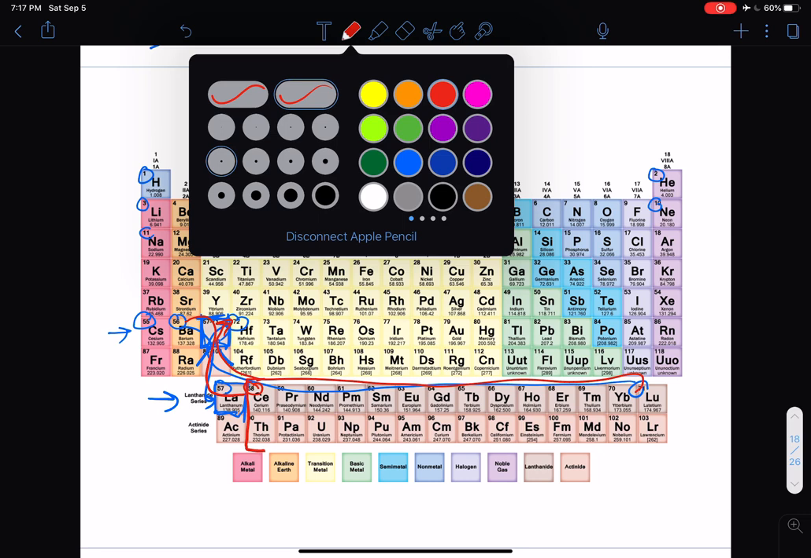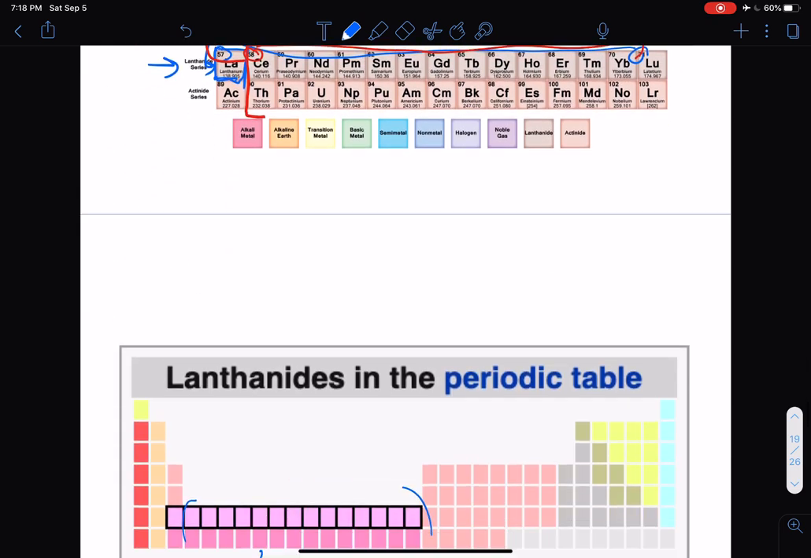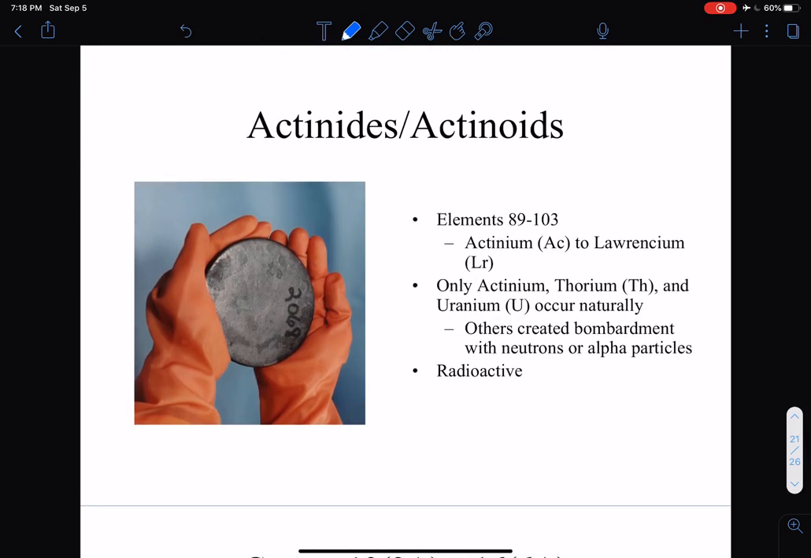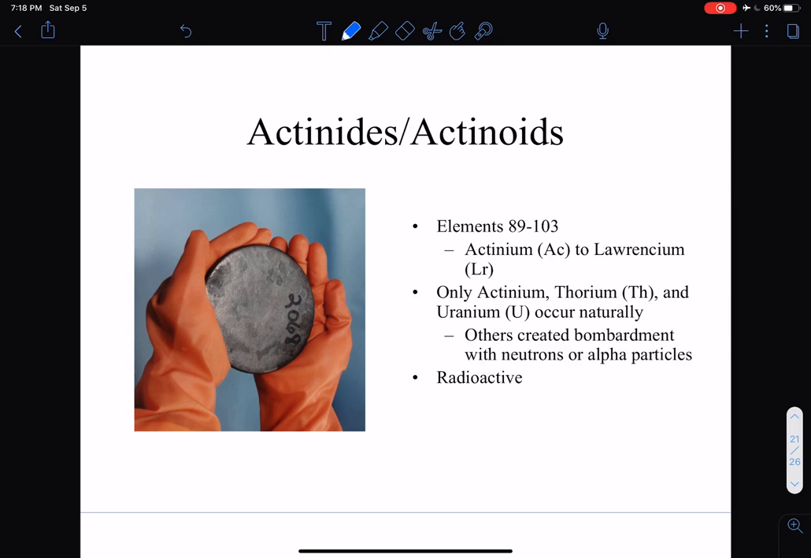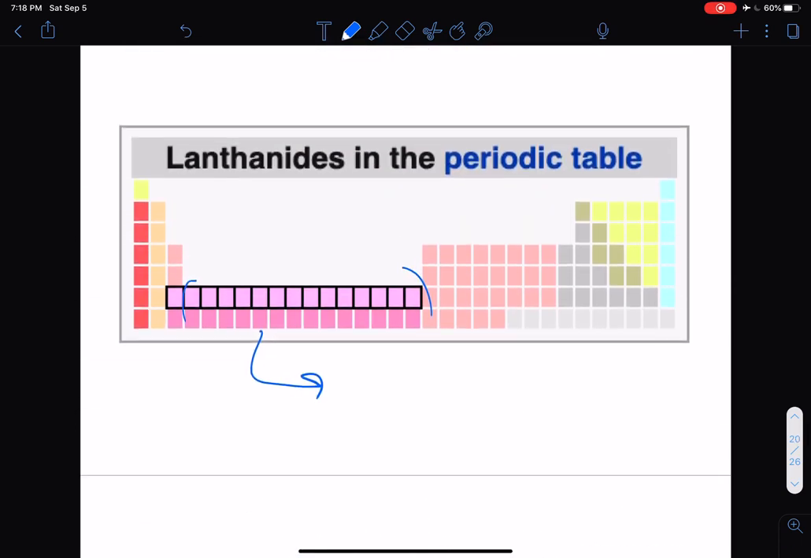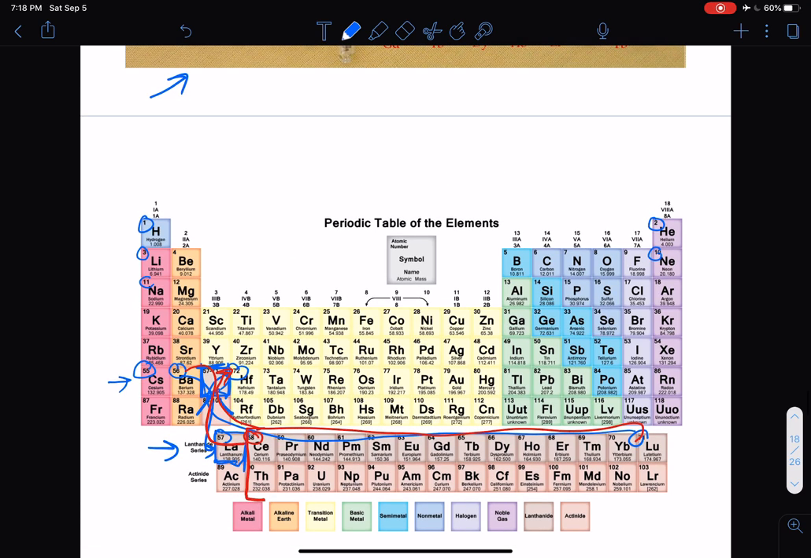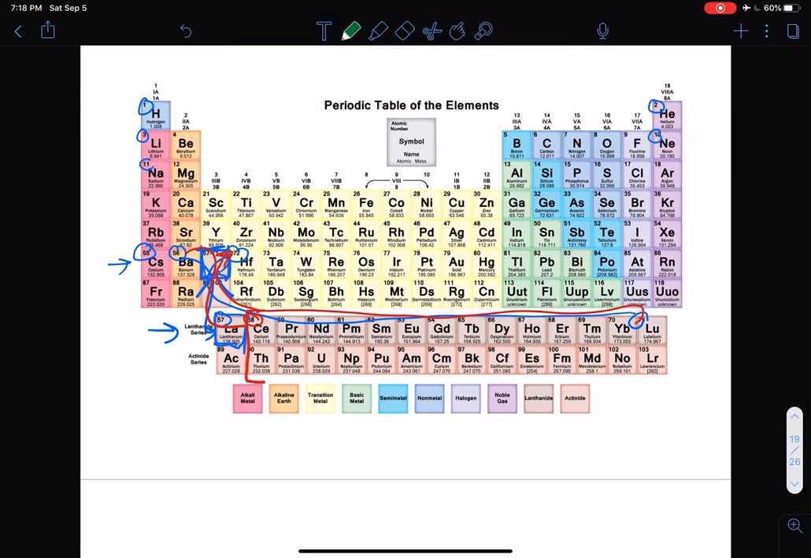All right, switching back to blue ink. And that's moving us on to the actinides or the actinoids. Now, I have never heard anyone call these the actinoids, but apparently that's an alternative name to actinides. And this set is elements 89 through 103, so that's actinium through lawrencium. And actinium is the very first element in this series, and it is right here. And if we look back here, let me change colors. Actinium is right here, and it has the same issues that lawrencium has.